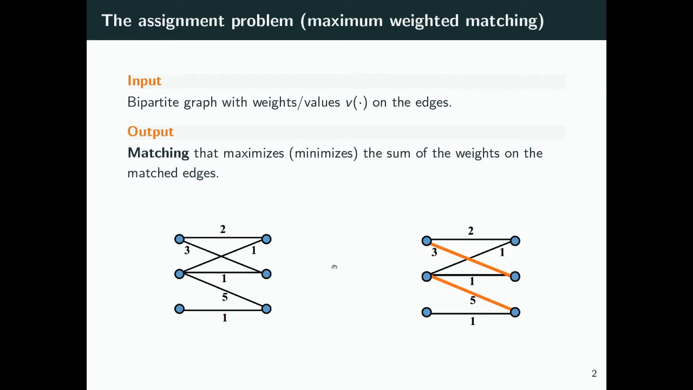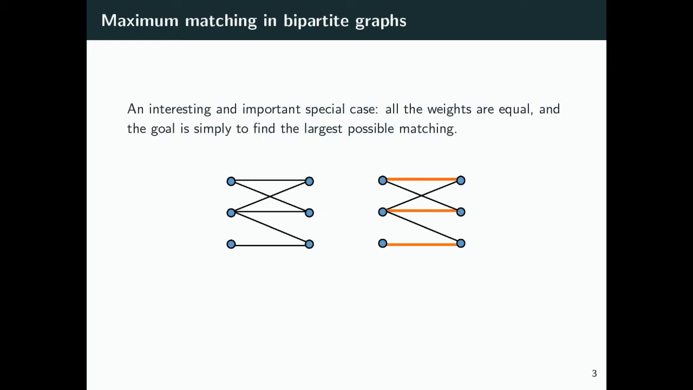A special case that's very interesting and important, and I will probably talk about quite a bit in the talk, is the case where all weights are equal to 1, or 0. And so we represent the ones with edges. And the goal is simply to find the largest possible matching. So in this case, it's the orange matching. And we'll use the term perfect matching when every single node in the graph is matched.